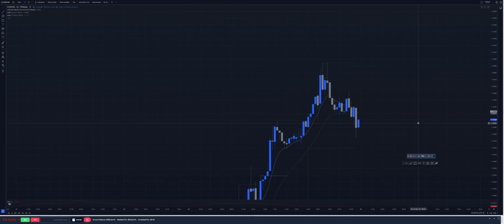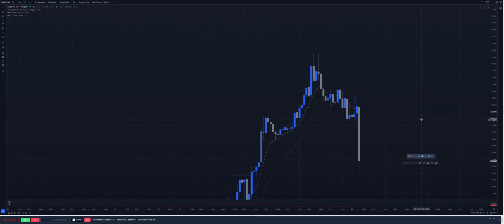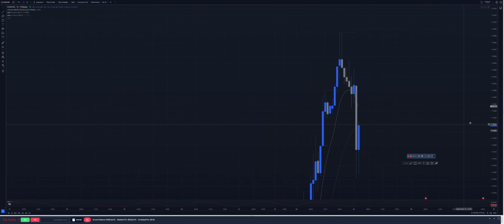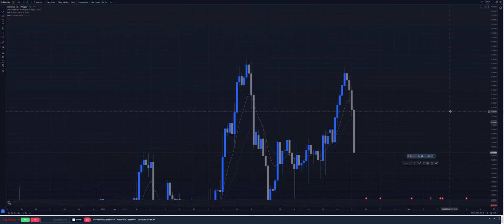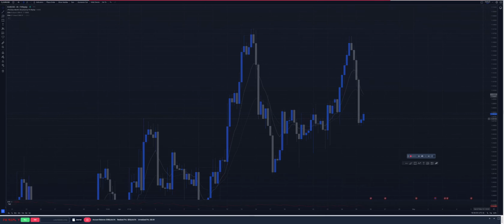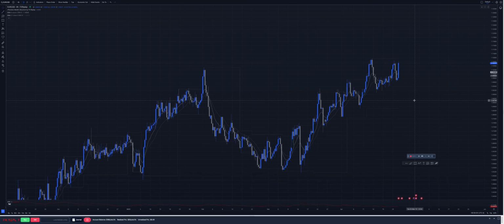Nope, falls back down. Okay, we're getting there. We're getting there. One more candle. One more. And falls back down. Nothing to do. Hourly undergoing that stage. 4 hour. Falling back down. Probably look at the 8 hour at this point. Don't want to touch this market. Do want to touch this market.